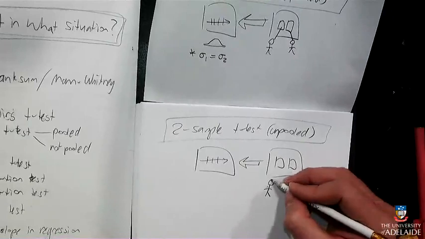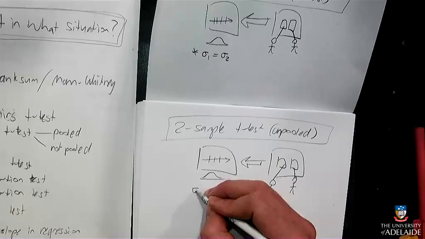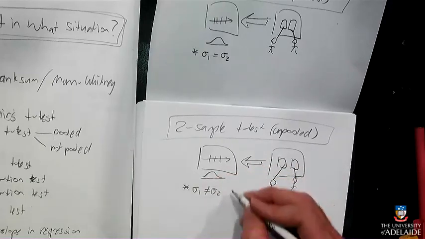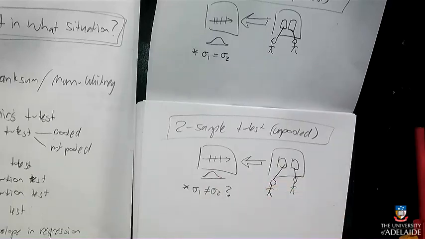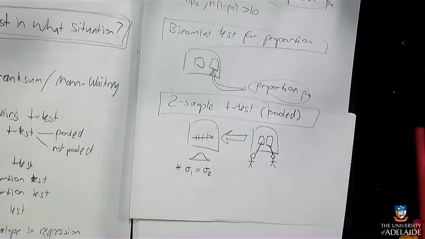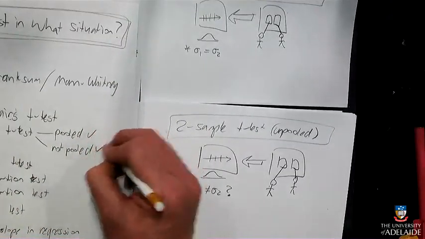Well, we don't actually even know whether they're equal or not. We don't care, we just do it. But technically, that's when you do it, when they're not equal. Because if they were equal, you could do the pooled one. And the reason you do the pooled one is because you end up with a lower degrees of freedom and therefore a better chance of rejecting the null hypothesis. You've got more precise information. That's the idea. Okay, so we've done both of them.